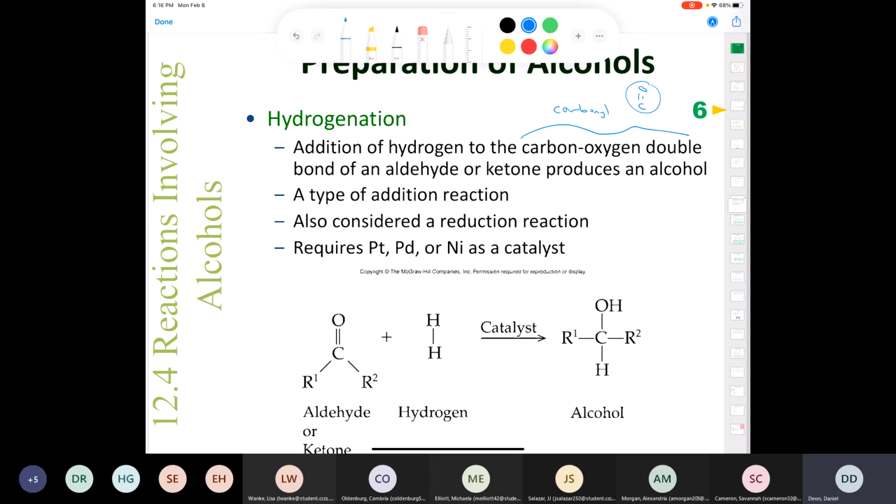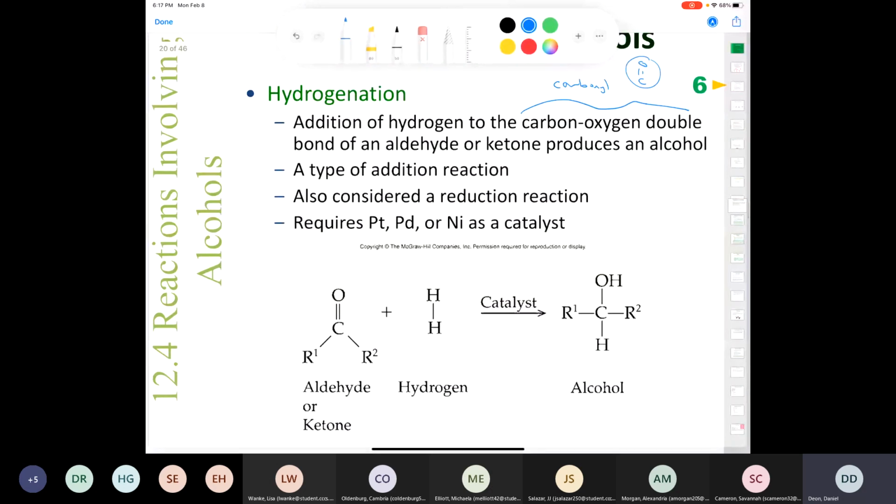It's an addition reaction, right? You're adding two things together. It's considered a reduction, and I'll talk more about oxidation and reduction with you later. And it requires a catalyst. The catalyst is the same catalyst that we saw when we looked at hydrogenation of an alkene or an alkyne, palladium, platinum, or nickel. Let's see if we can unpack this reaction down here. It says aldehyde or ketone. If it's an aldehyde, we'll say R2 would equal a hydrogen. And then if it's a ketone, R2 would be some kind of carbon-based group, right?